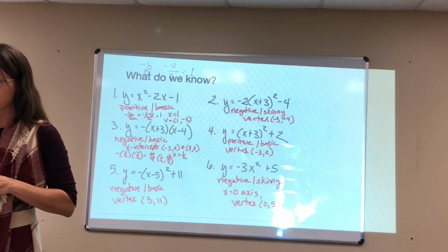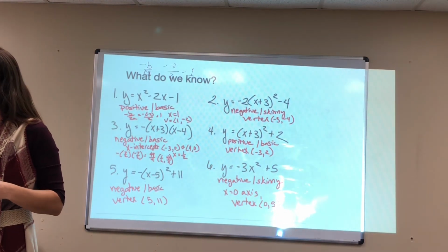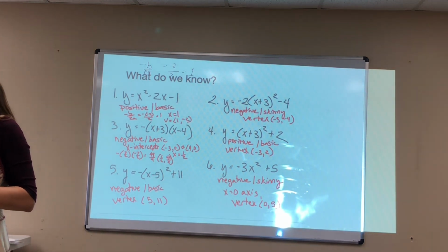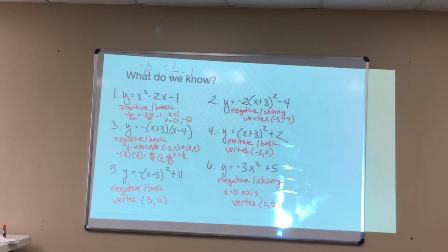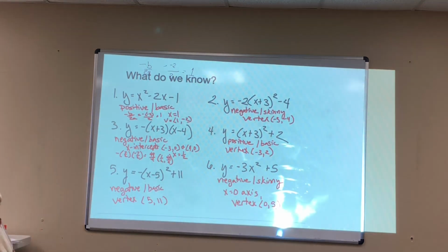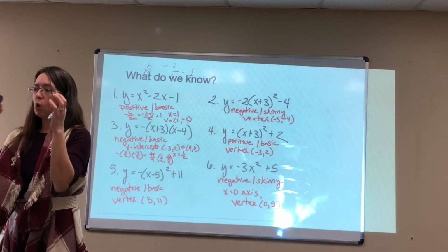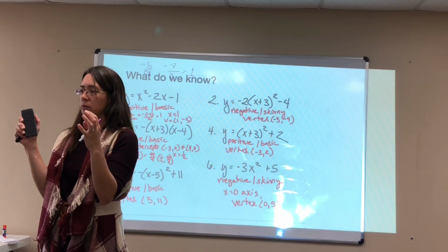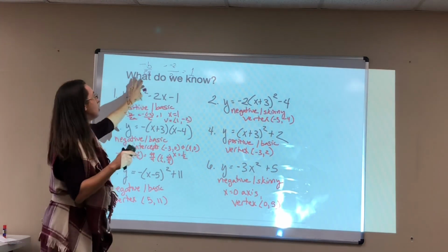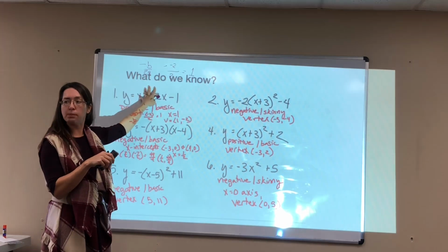So where has the X been moved? Negative 3, right? Okay. Where has the Y been moved? Up 2. So in the vertex form, when we looked at the standard form, could we immediately know one point of that graph, just by looking at it? No. We had to figure it out with the negative B over 2A and do some math.